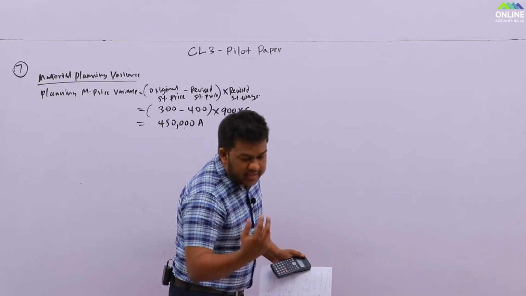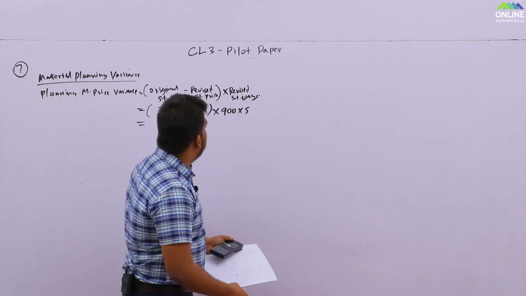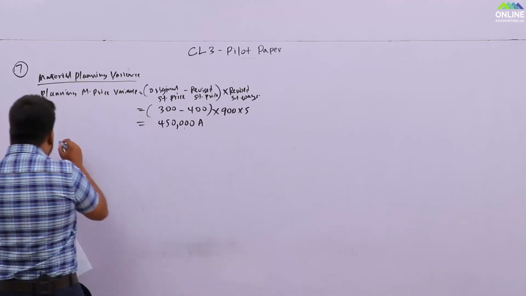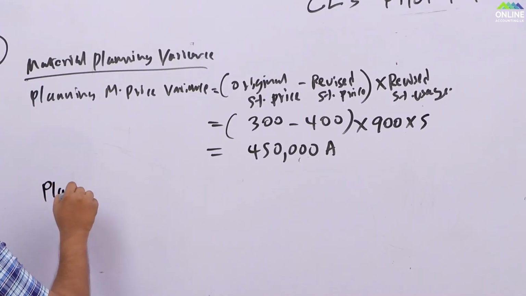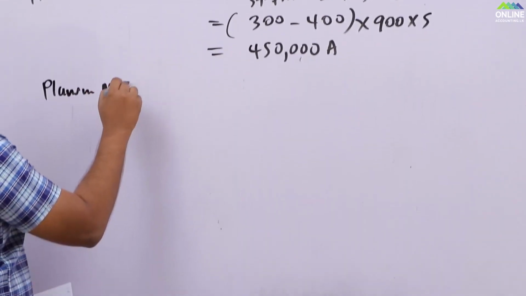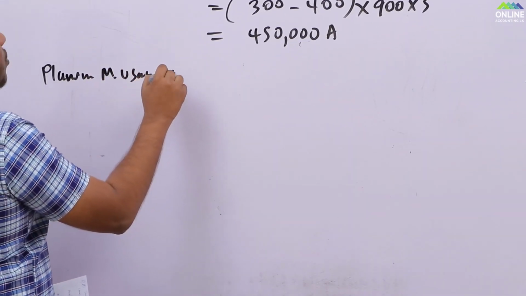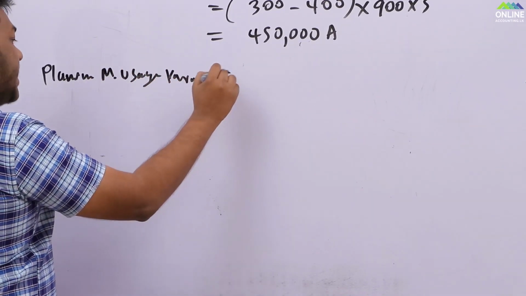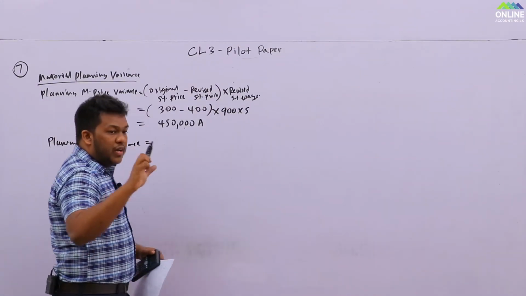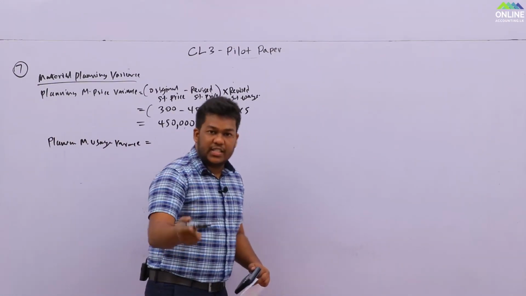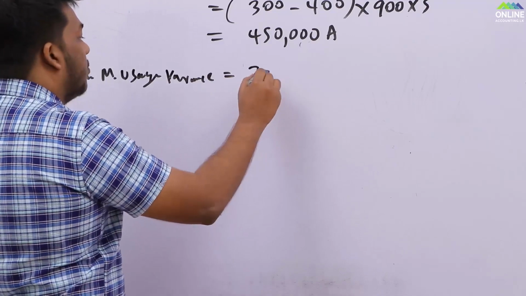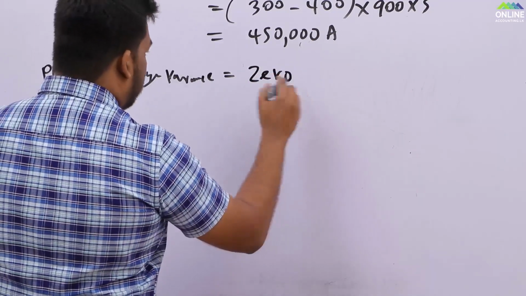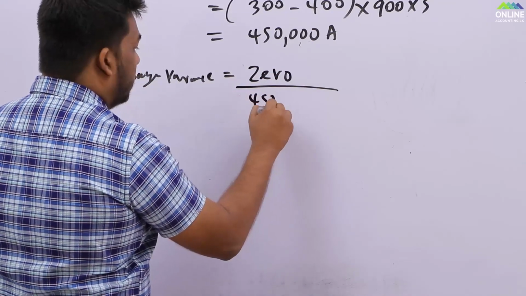See, there are two answers, B and C. First one is adverse. The next one, planning material usage variance. Was the standard usage per 1 unit changed? No. So then this should be 0. So this total is this much.